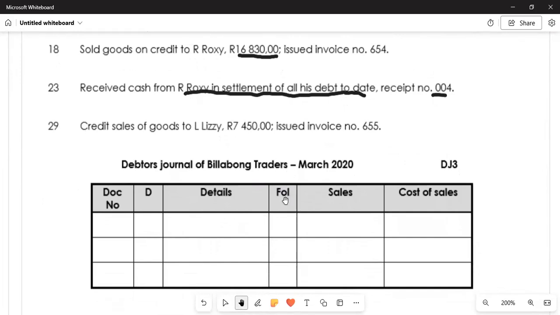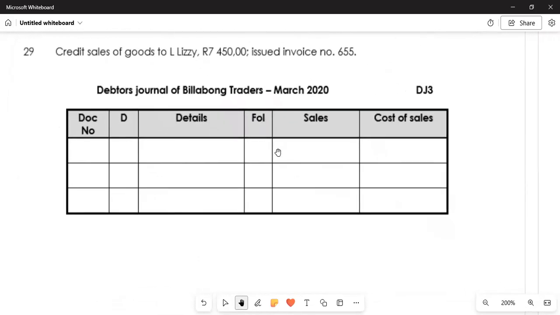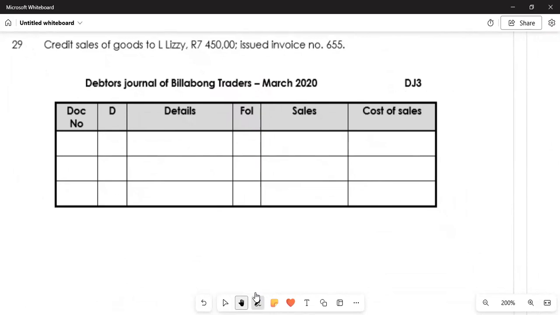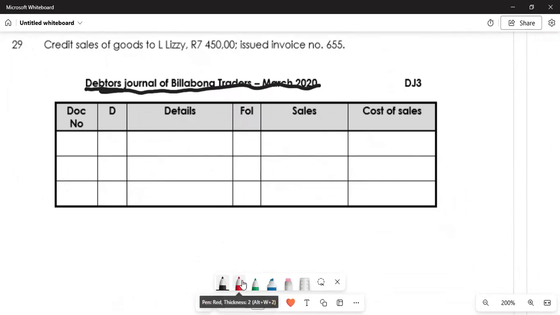So, according to our answer book, it means we are first going to do the debtors journal of Billabong Traders, March 2020. So this is what we are going to do. Now we are going straight to the transactions and information given for us to do the debtors journal of Billabong Traders for March.